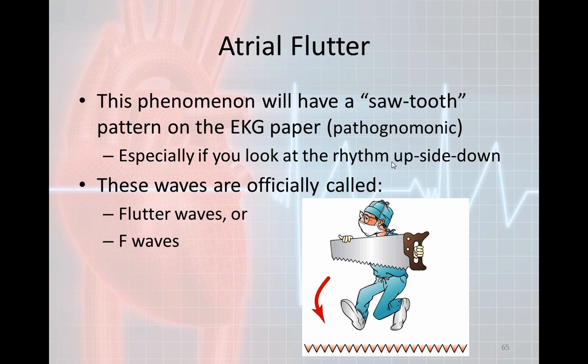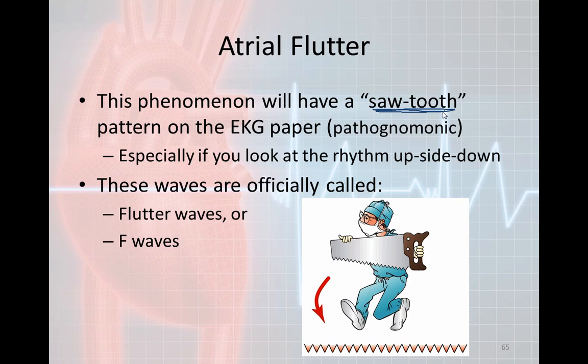So let's talk about atrial flutter itself. To identify atrial flutter, we want to look at the baseline. If you remember, the baseline is that little line in between the QRS and T waves and all that stuff. This phenomenon will actually have something called a sawtooth pattern, and that's what we classically refer to it as.